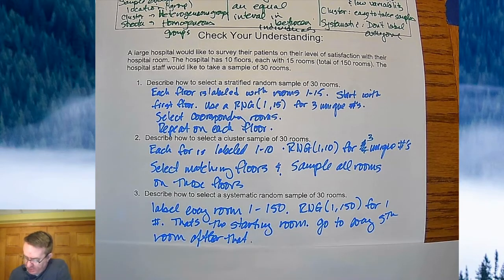So you're going to pick a number, go to that place, and then from there, since we've got 150 rooms, you divide that by 30, you get 5. So you're going to go to every 5th room. And then you go 1, 2, 3, 4, 5, talk to that room, 1, 2, 3, 4, 5, talk to that room, et cetera, et cetera.